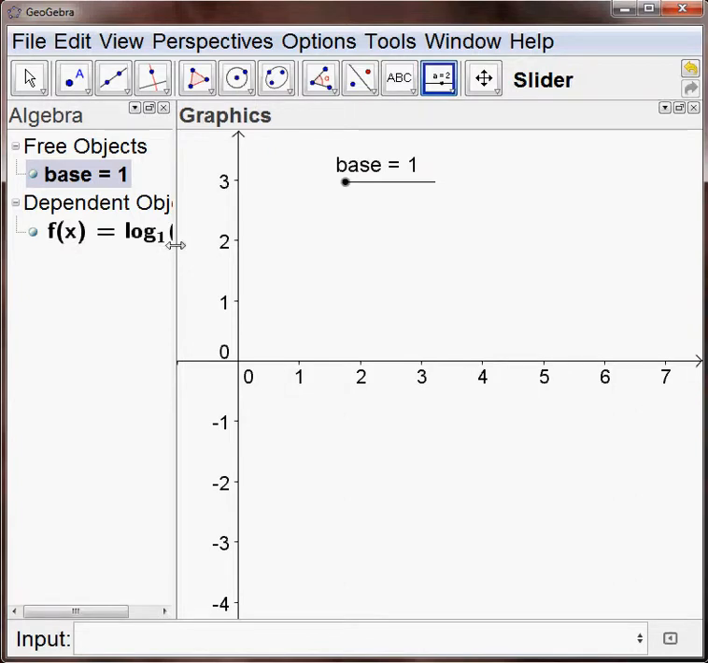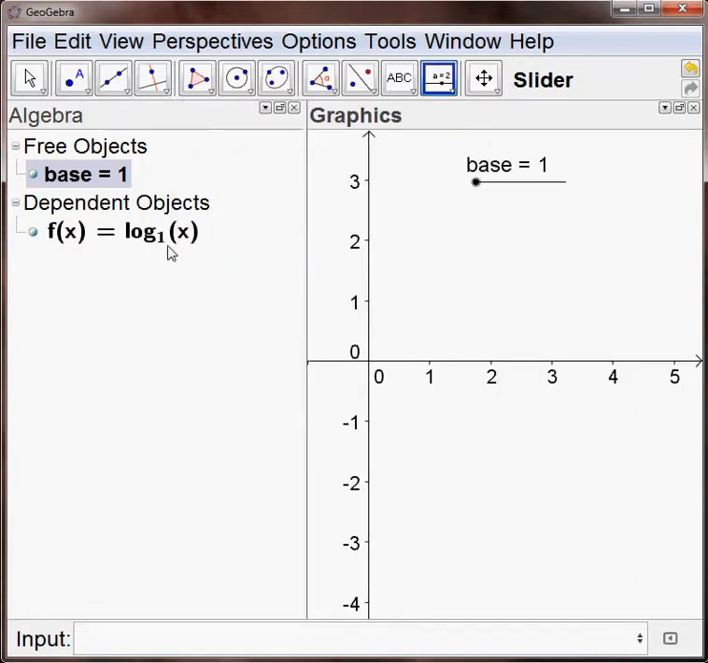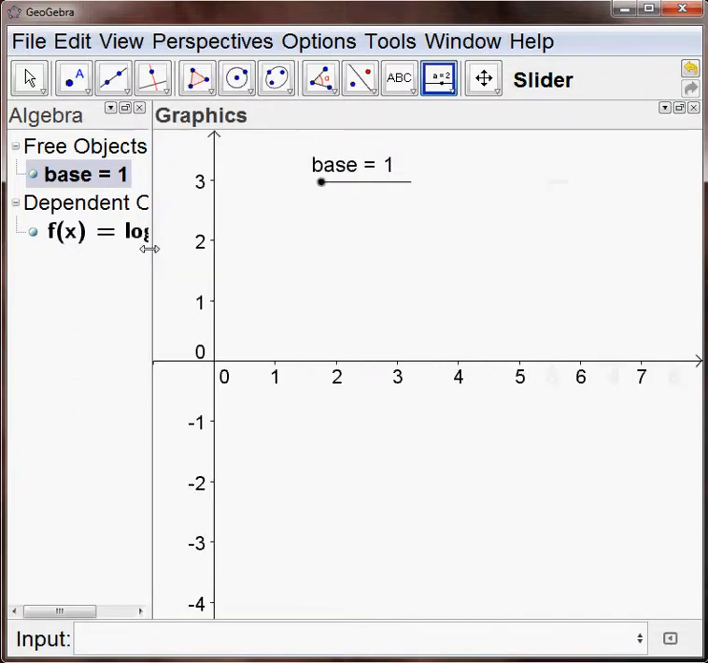And if you look at this, you can see why. It's saying, 1 to what power will give you a certain number? Well, you can't do that. If you take 1 to any power, you just get 1. So that's why the log base of 1 doesn't give me anything. It's saying, 1 to what power will give you 5? Well, 1 times 1 times 1 times 1 times 1, you're never going to get 5. So that's why we don't see anything there.